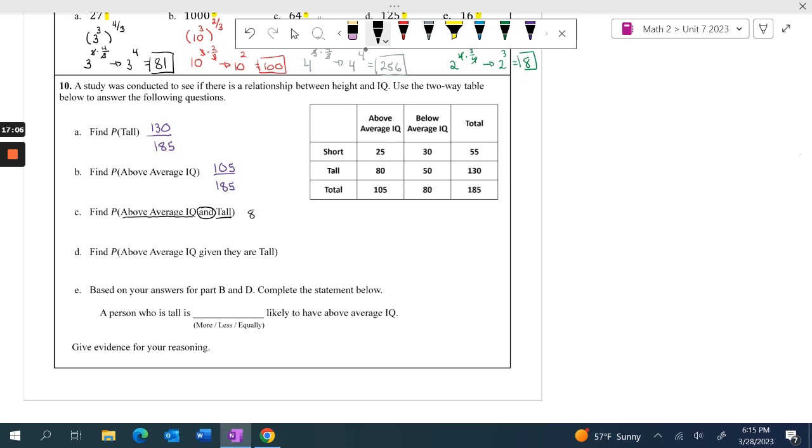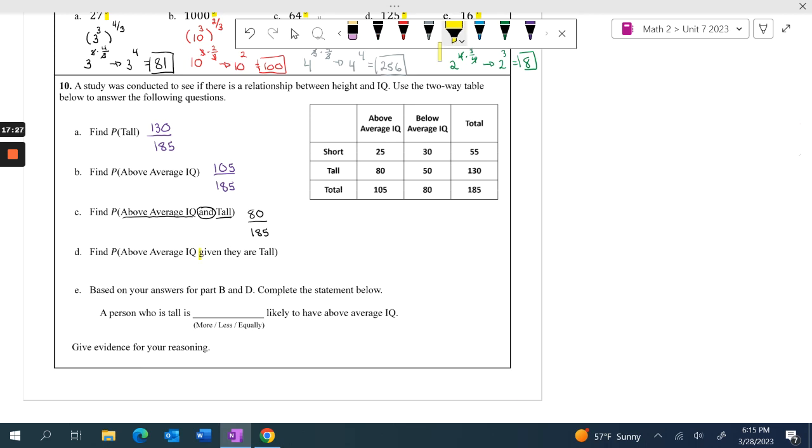So that's your numerator for your probability answer. And then the denominator is the total, which is 185. So 80 over 185 for C. Okay, D. Find the probability of a person having above average IQ given they are tall.